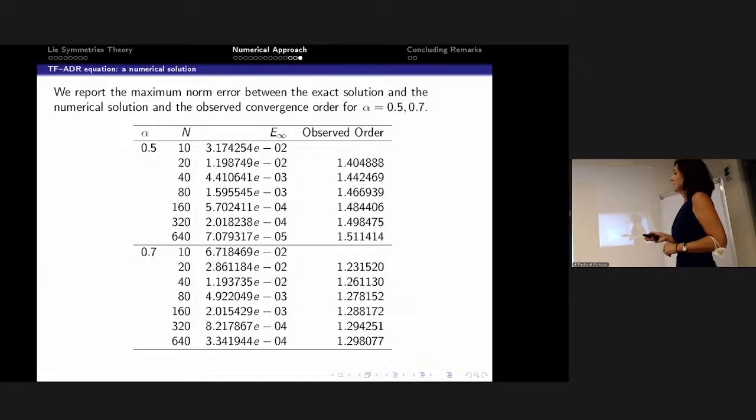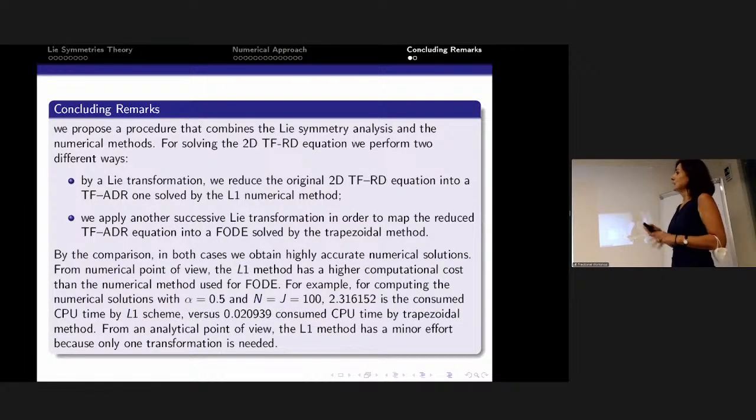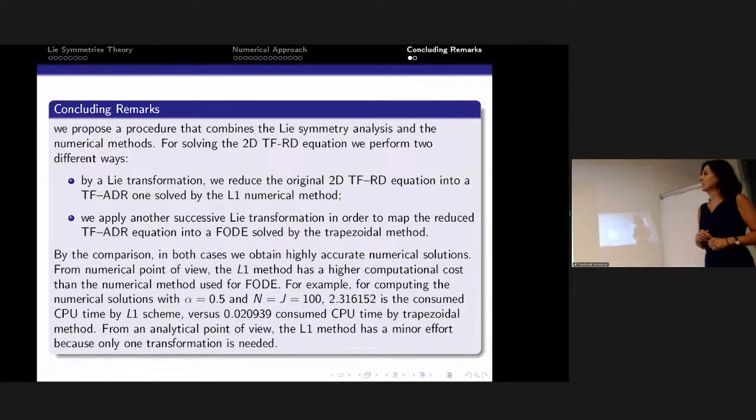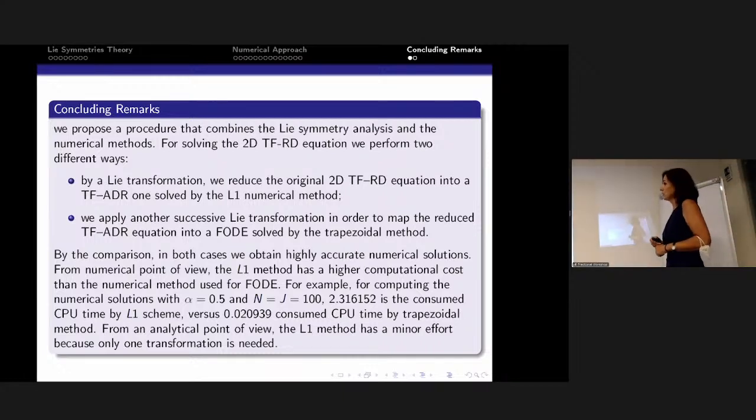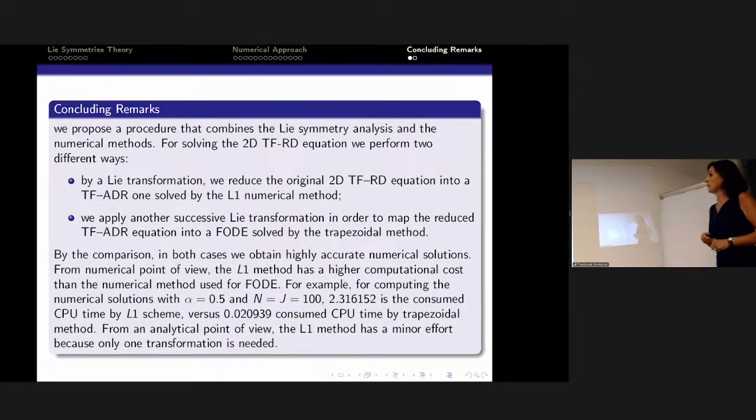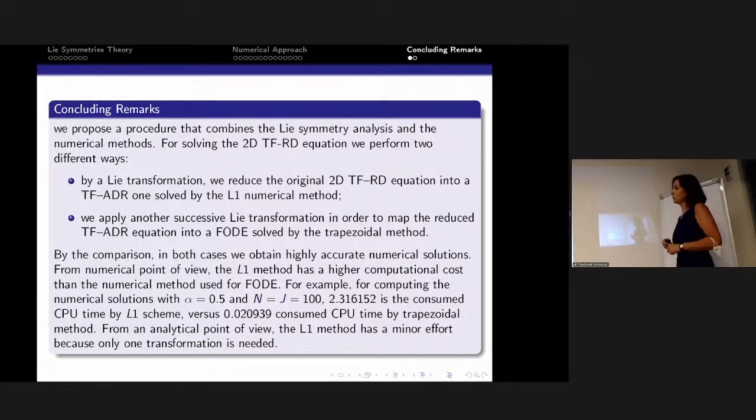Okay. Now, this is a kind of summary. We start from the two-dimensional time fractional reaction diffusion equation. In order to solve this equation, we perform two different ways. By applying the Lie symmetry, which represents the first step of the procedure, we map the original equation into a time fractional ADR model, and we solve it by the L1 numerical method.